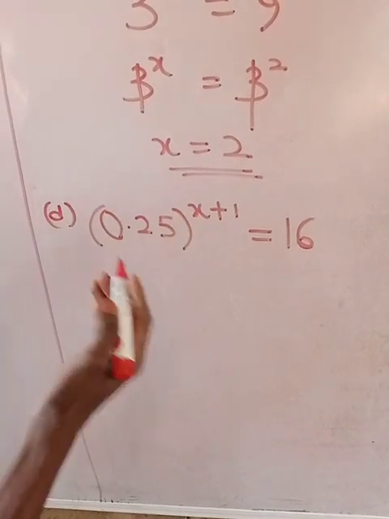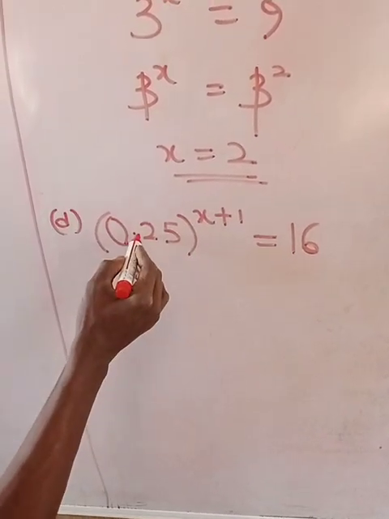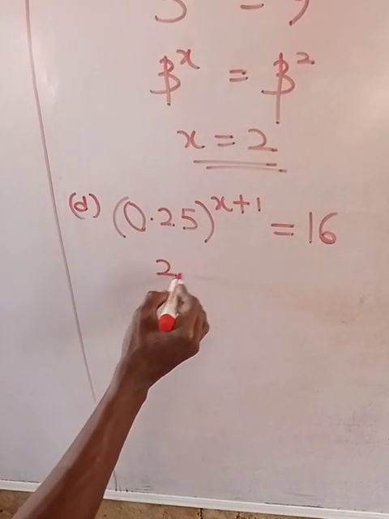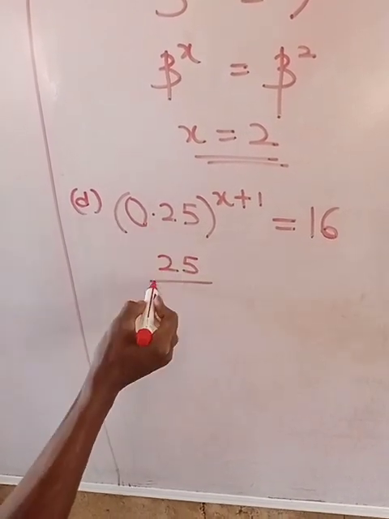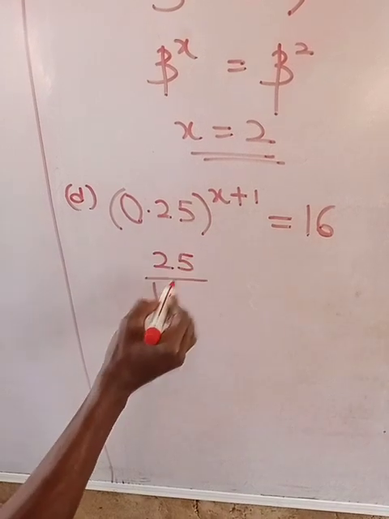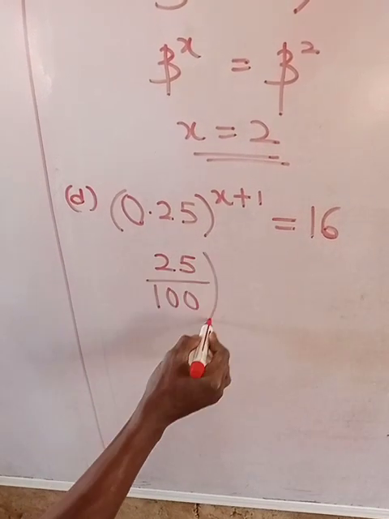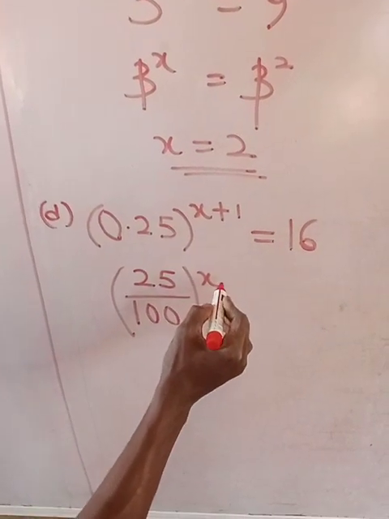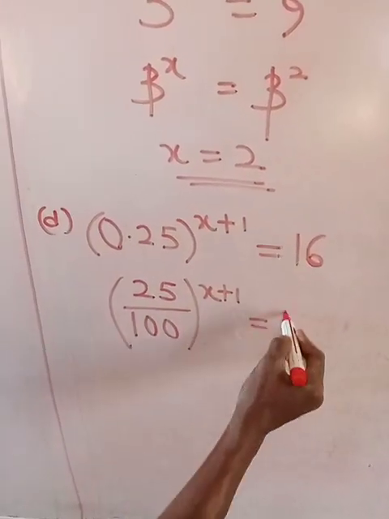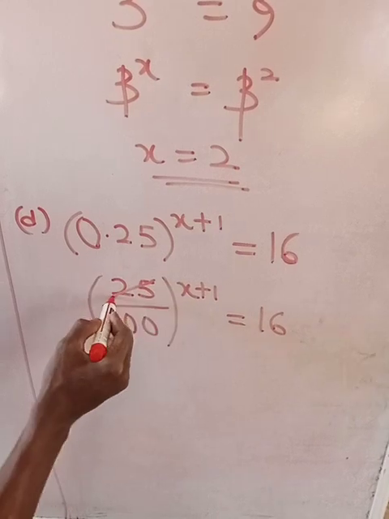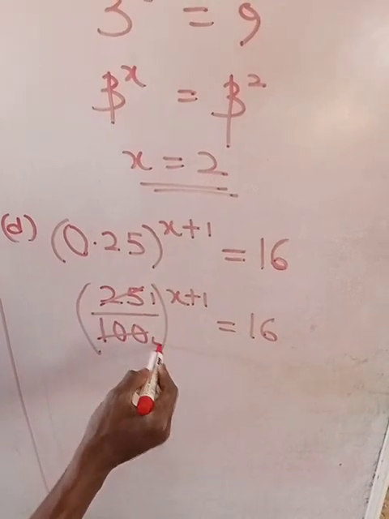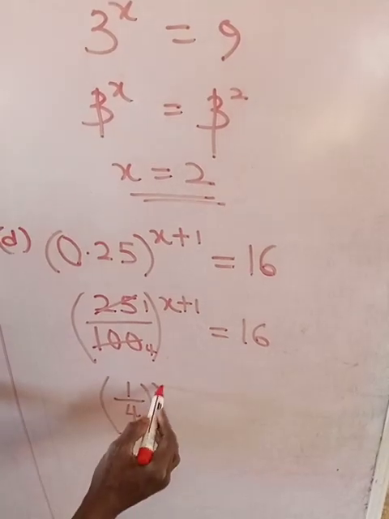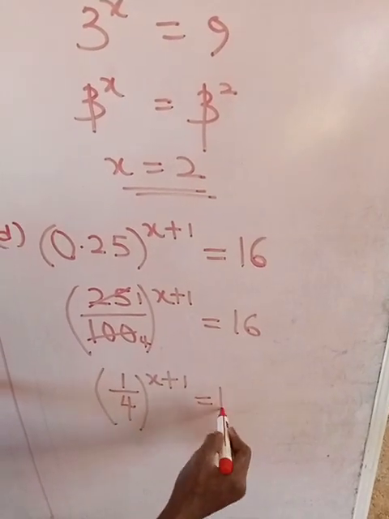Now, converting a decimal to fraction, the point becomes 1. So you have it as 25. The point becomes 1. Then how many figures here? 1, 2. Then that will be 2 zeros. Raised to power x plus 1 will be 16. So you can divide 25 into 100. That's 1 over 4 raised to power x plus 1, which will still be 16.